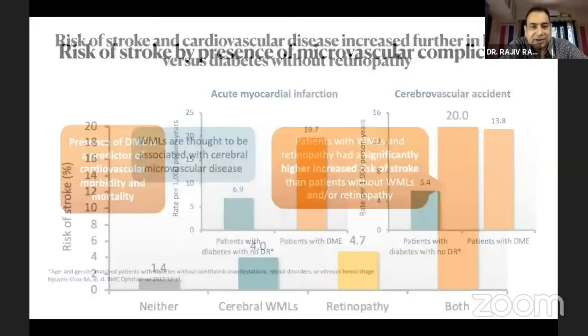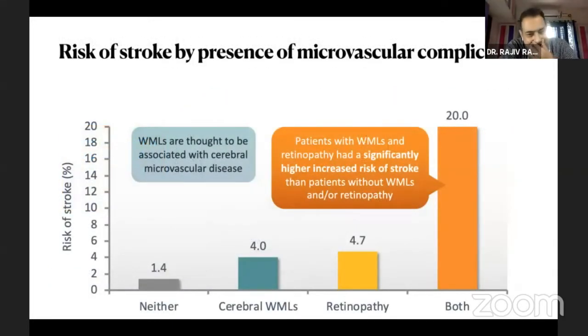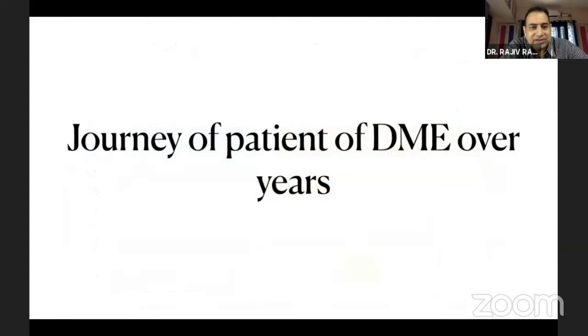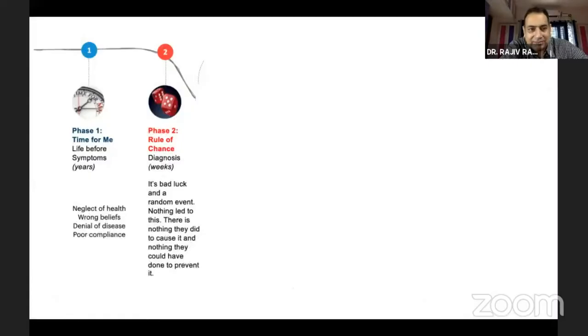This is another important thing: when they have white matter lesions on MRI, the risk is much more, especially for a cerebrovascular event or a stroke. So a patient with retinopathy and cerebral white matter lesions on MRI has nearly 4 times more risk of developing stroke. That again suggests that it is not the eye alone, but throughout the body that the features happen. Now, I will take you across the journey of a patient with diabetic macular edema.